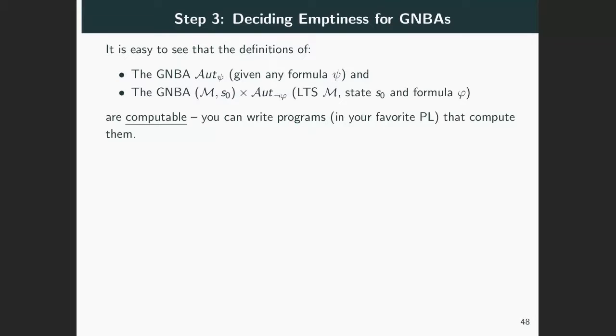Let's see where we are now with building the solution to the model checking problem. For any formula psi, we constructed the automaton A_psi. And then for any LTS M, state S0 and formula phi, we constructed the product automaton (M, S0) times A_not-phi. It is easy to see that these are computable steps, in that the constructions can be performed in any Turing-complete programming language. You can write a program that takes M, S0 and phi as an input and returns the above product automaton.